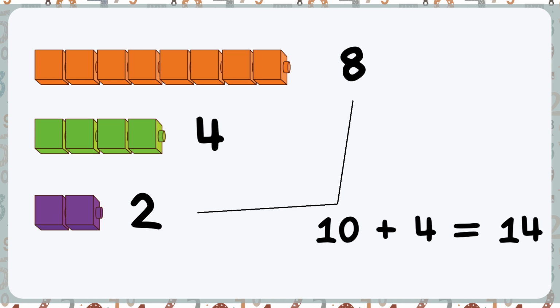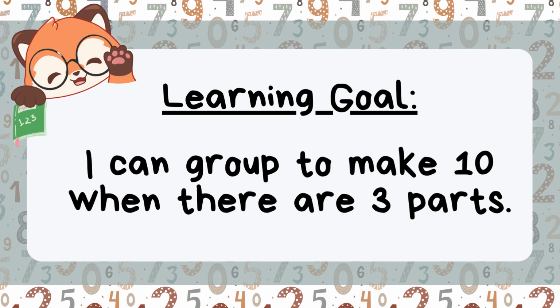last part. All right, friends, our learning goal for today says I can group to make 10 when there are three parts. And that's exactly what we did today. And we did amazing, if I do say so myself. So, as you are doing your good work, make sure that you're taking your good time, you're finding those partners of 10, you're drawing your little caret or your little lines to connect them, and you're writing 10 when you show that change that you made. Okay, and then don't forget to add in that last part.